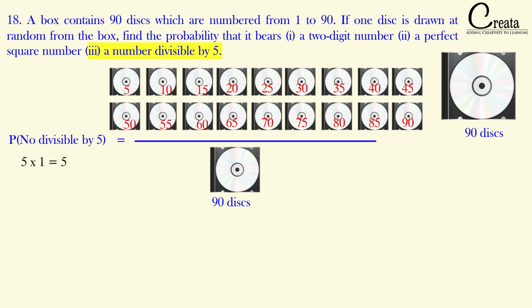The first number is 5 into 1, the second is 5 into 2, the third is 5 into 3. The last number is 5 into 18. So we have a total of 18 numbers from 1 to 90 which are divisible by 5.